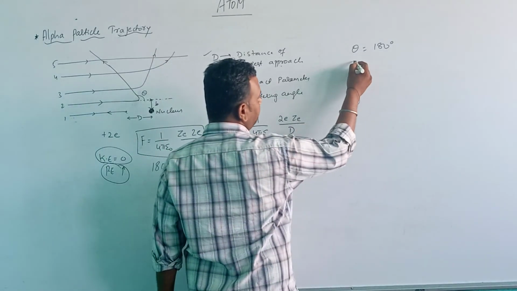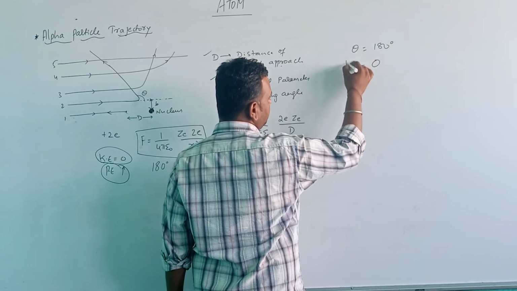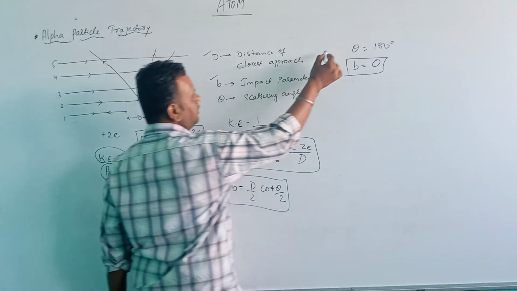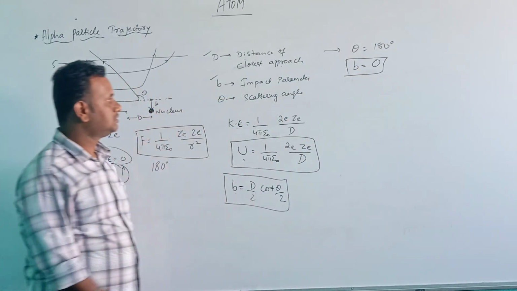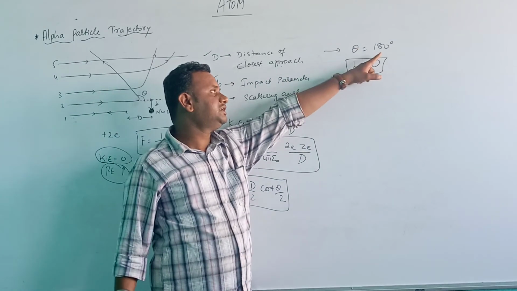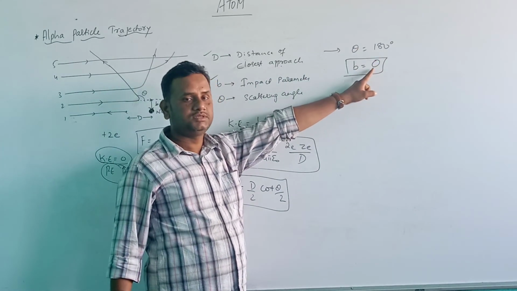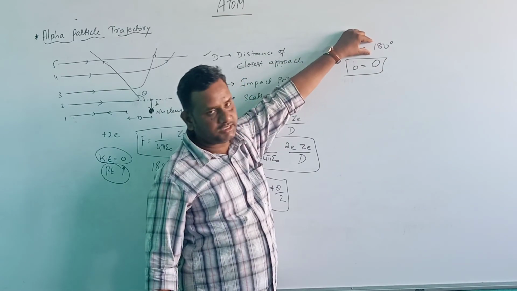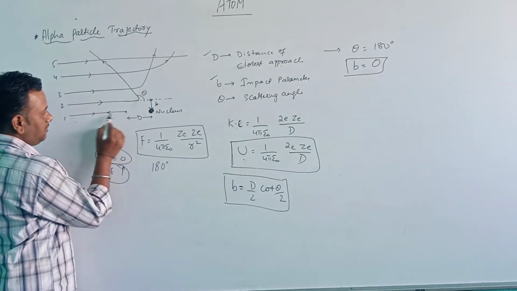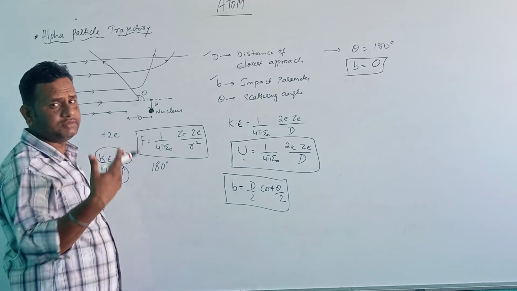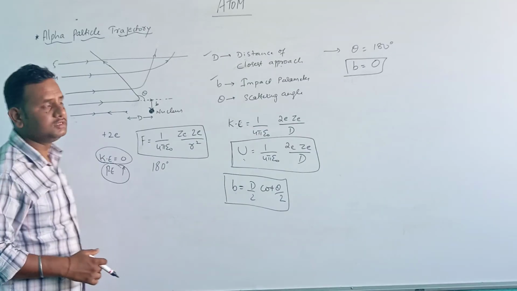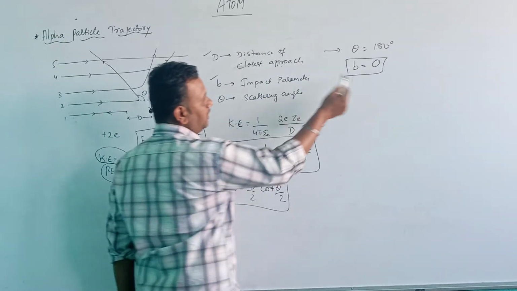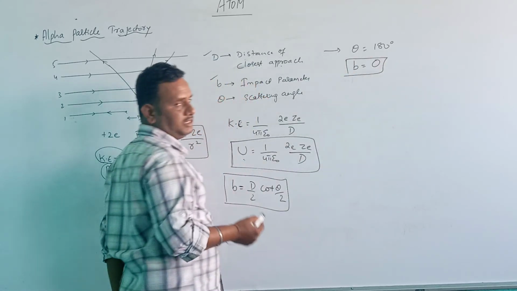So here the impact parameter becomes 0. You should remember this point. When theta is equal to 180 degrees, the impact parameter becomes 0. When the scattering angle is equal to 180 degrees, at this point, we can observe this is 180 degrees, because 180 degrees means a straight line, right? So b is equal to 0 only when theta is equal to 180 degrees.